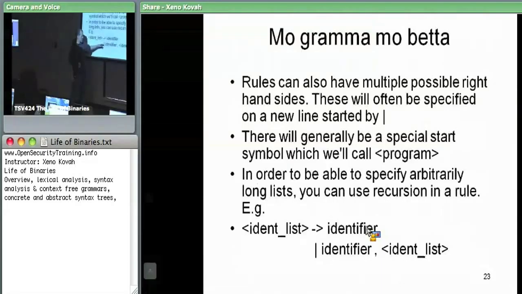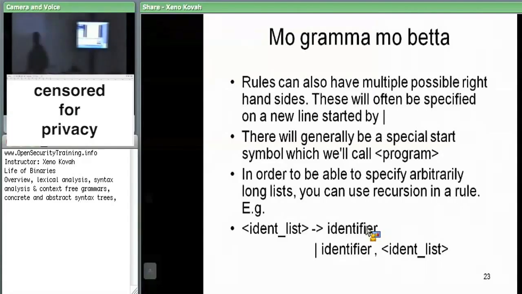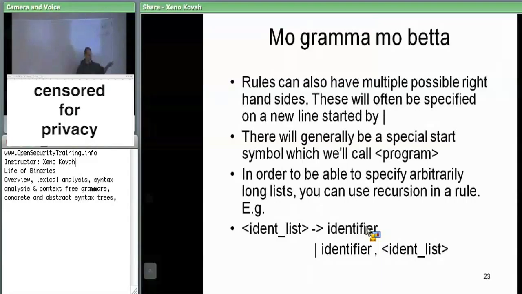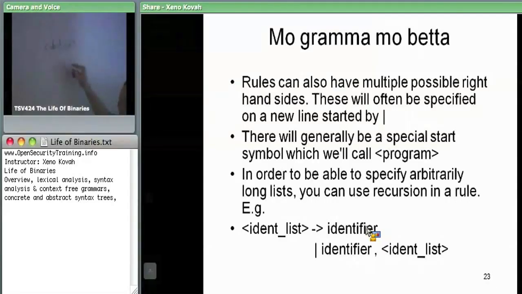Or this bar right here, you would use that to separate the different possible interpretations. I can turn this into a literal identifier, which is just some lexeme. Or I can turn it into identifier, comma, and then an ident list. So you can see how this is recursive. And this is an example of how you could make your grammar understand arbitrarily long lists of things, right? So I'm going to go to the sideboard. I can specify an arbitrarily long sequence of things which my grammar will recognize, because I can substitute for that identifier, comma, ident list. And then I can substitute for that.